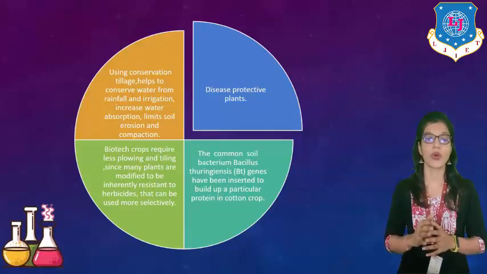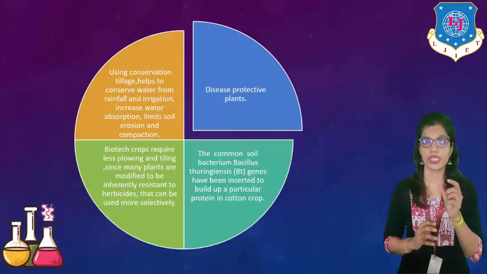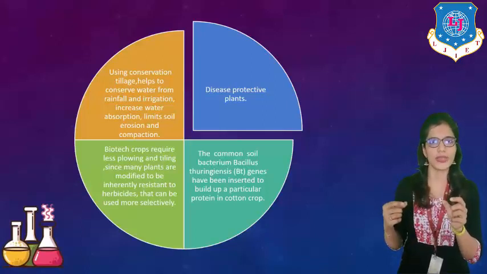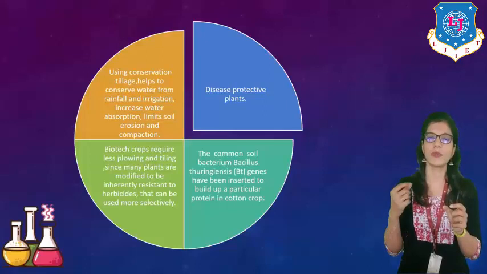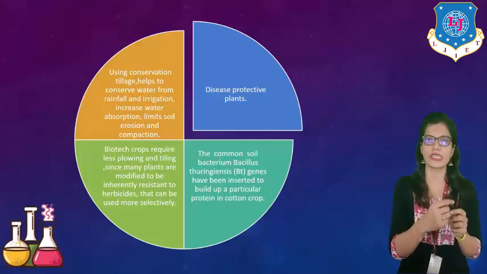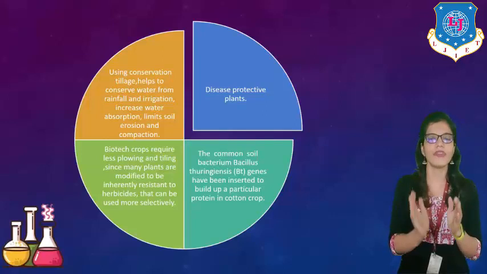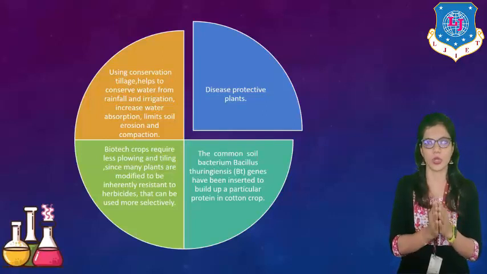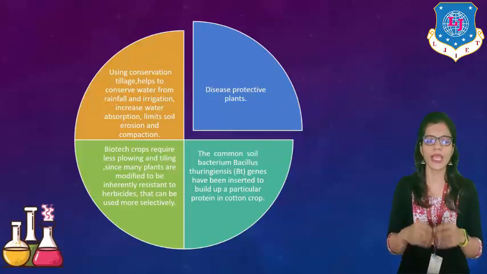Now, biotech crops require less ploughing and tilling, since many plants are modified to be inherently resistant to herbicides, which can be used more and more effectively. So here we will find out the gene which is responsible for that particular disease. We can remove that gene, or if we know that a gene will protect the plant against any kind of disease, we will insert that gene at the base level, at the seed level, and it gives rise to a better plant, known as a disease protecting plant.